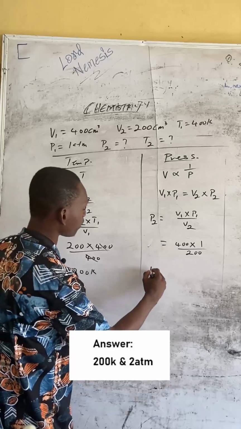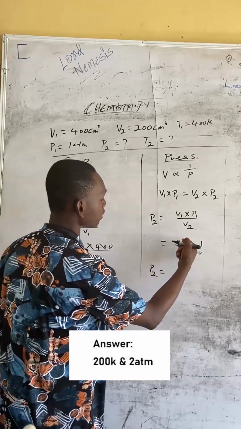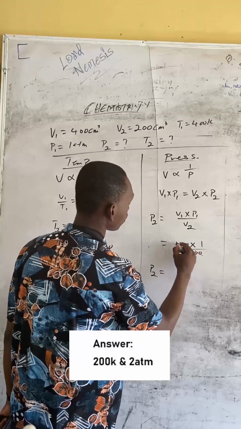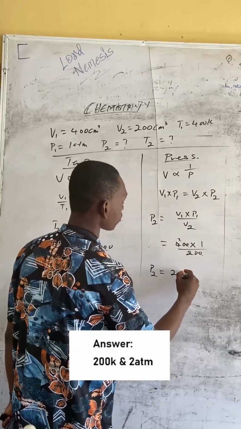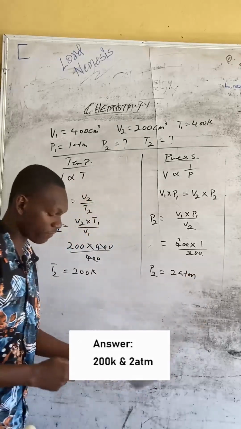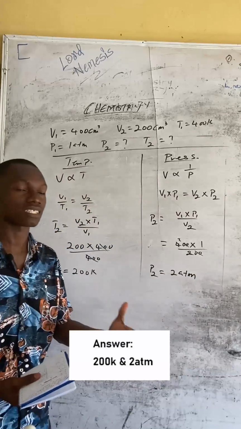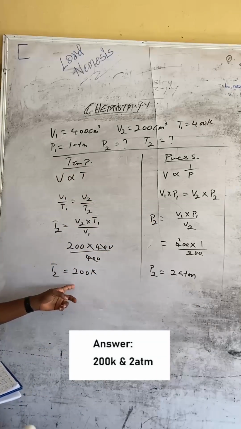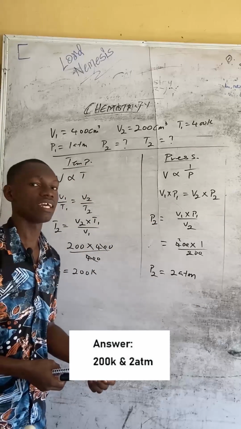What about for the pressure? Pressure is 400 divided by 200. That will be left with just 2, so 2 atm. So we've solved for that separately, and we find out that the final pressure of that gas will be 2 atm and the final temperature will be 200 Kelvin.